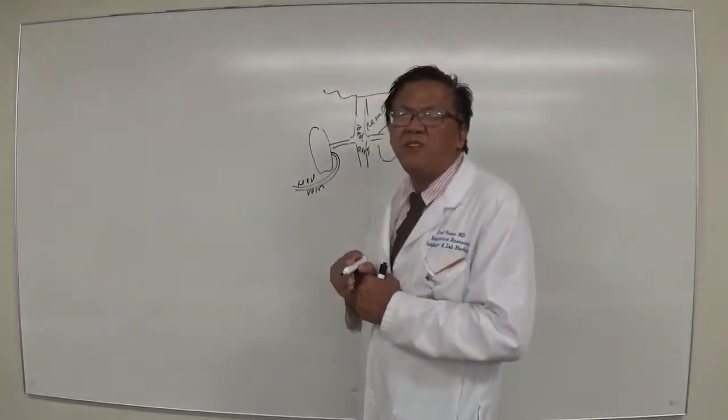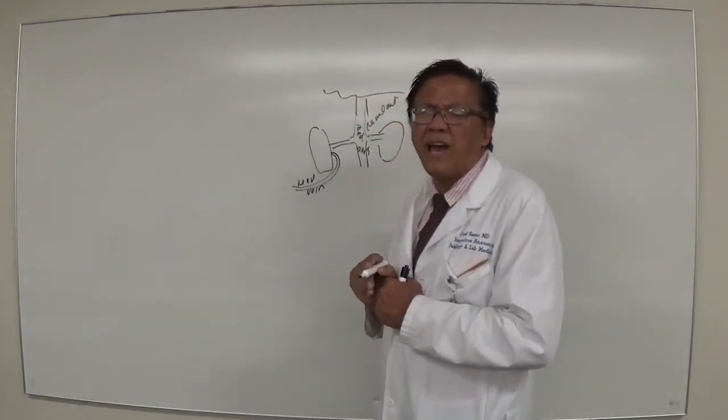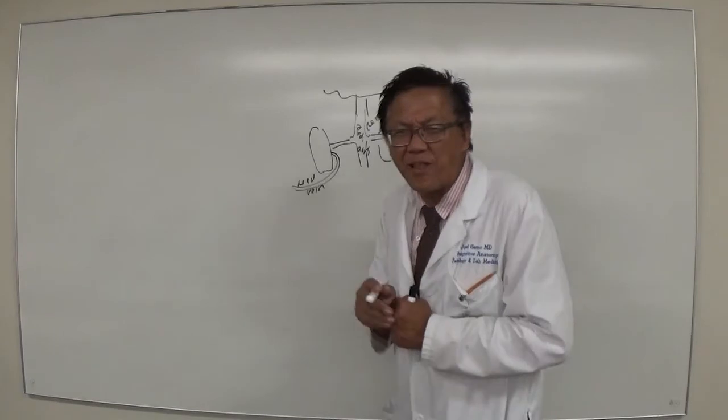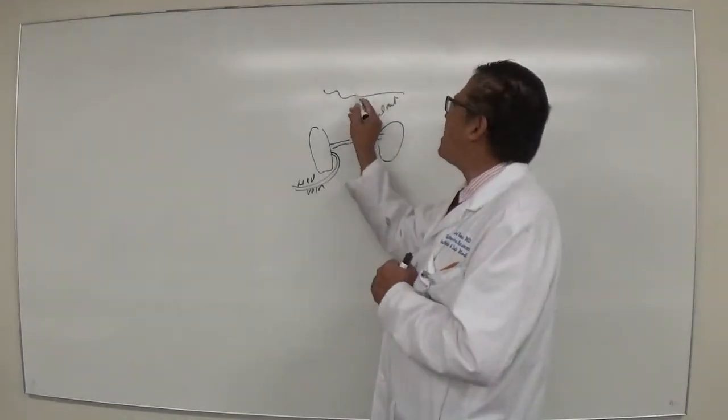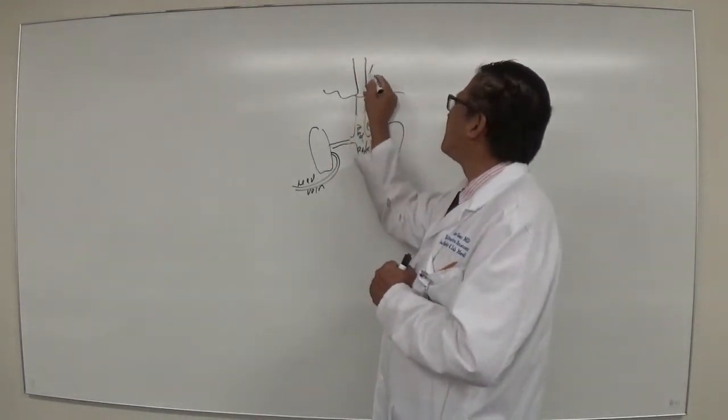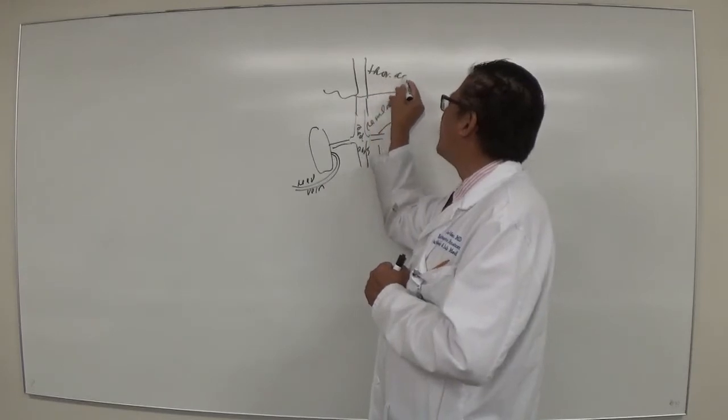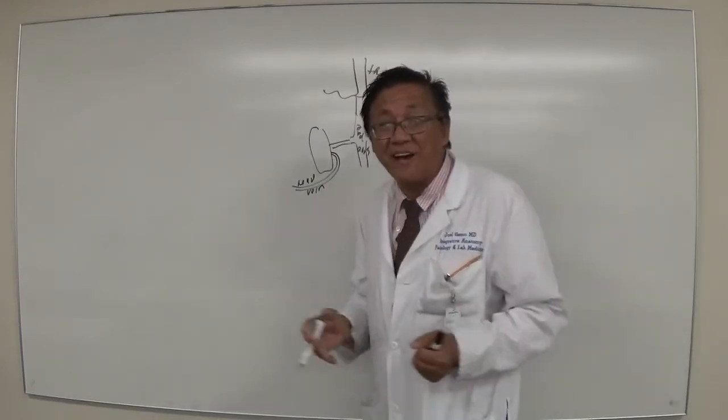When the aorta pierces the diaphragm, it goes into the abdominal cavity, therefore it's called abdominal aorta. Above here, what is the name of the aorta? Why? Because it's in the thoracic cavity. Isn't that amazing?